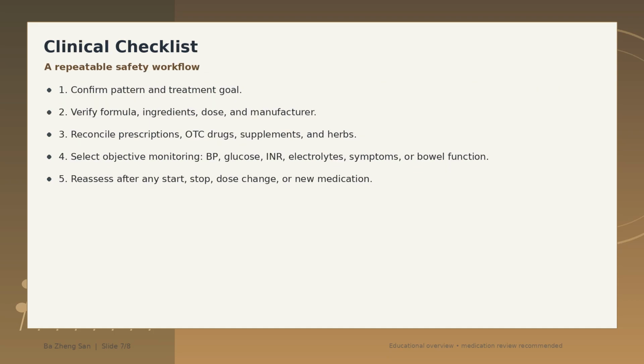A useful clinical checklist has 5 steps. 1. Confirm the traditional pattern. 2. Identify the exact product and full ingredient list. 3. Reconcile prescriptions, over-the-counter drugs, supplements, and other herbs. 4.